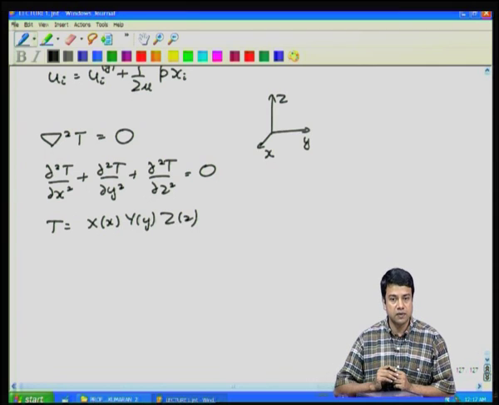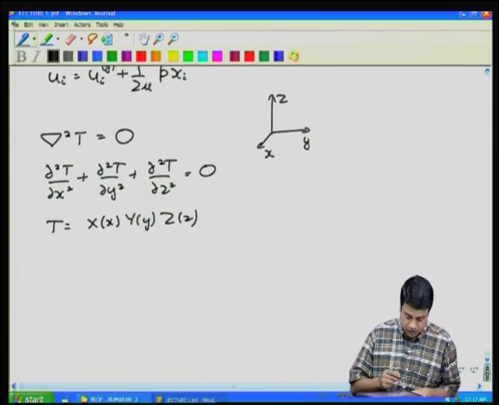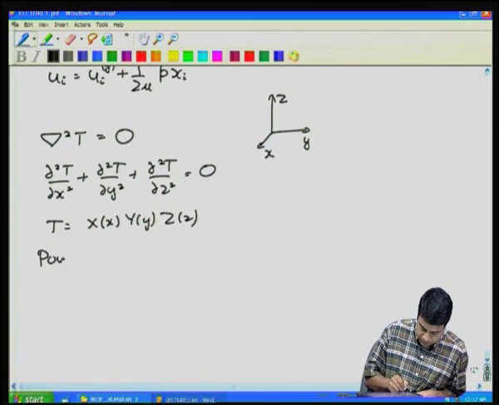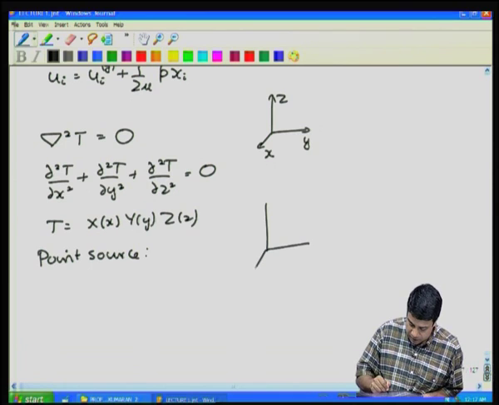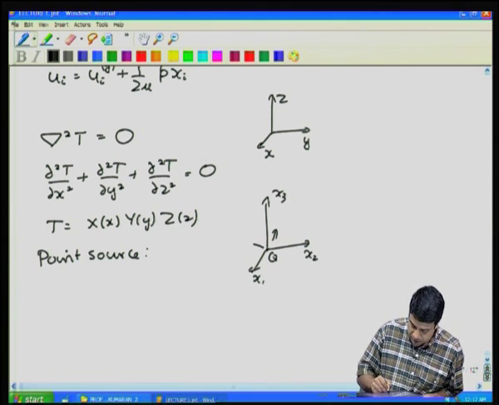The procedure that we will use was one that we had used earlier for a point source of heat. If you recall, we had defined a point source as something that emits source strength Q, which is emitting heat in all directions.